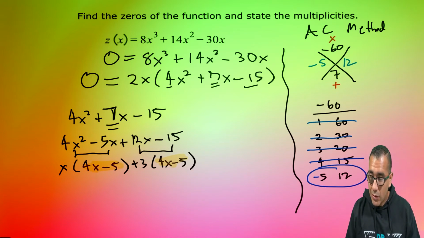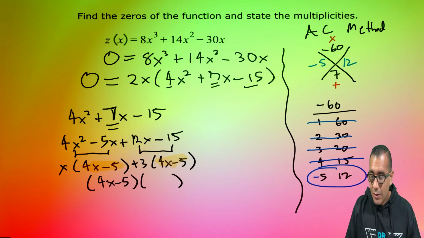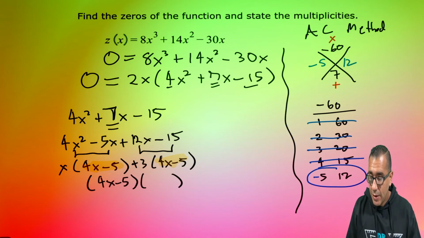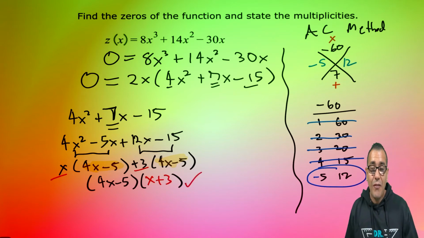So let's go ahead and factor that out. We factor out a 4x minus 5, and when you factor it out, notice what you're left with. You're kind of thinking of this as canceling it. So you're left with the x plus 3. So here we have factored it.